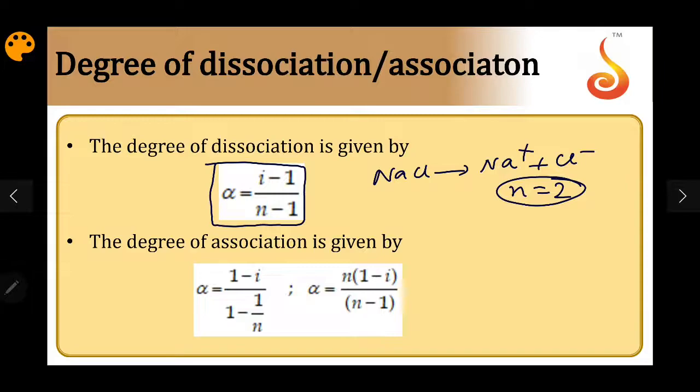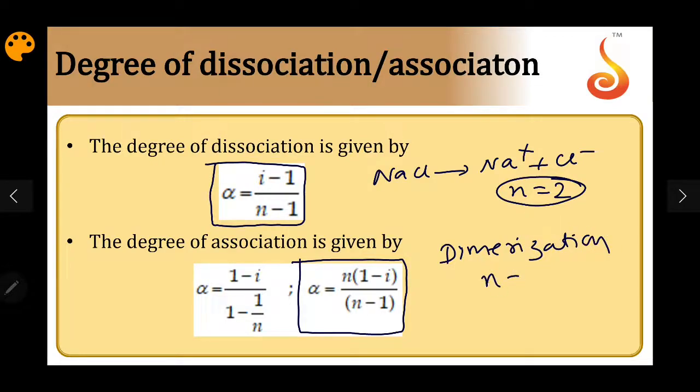Degree of association is given by the same, (1 − i) by (1 − 1/n). If you simplify, I get α as n into (1 − i) by (n − 1). Here n is the number of molecules getting associated. So for dimerization, n is equal to 2, and trimerization, n is equal to 3. And polymerization means n will be a very large number.